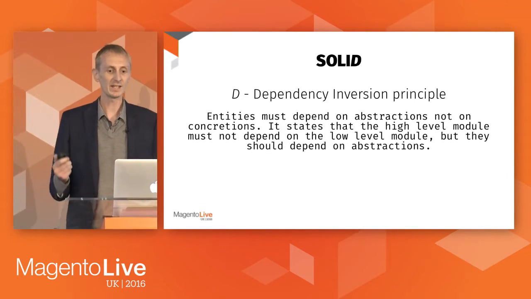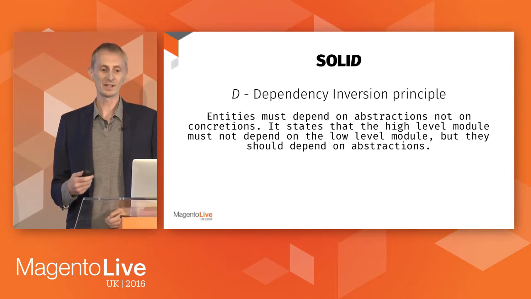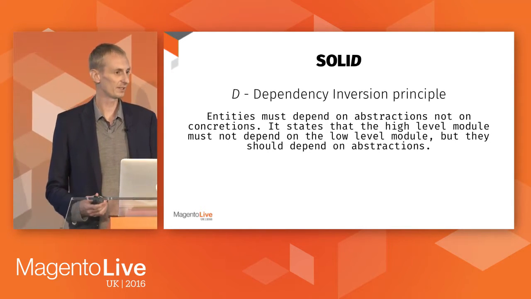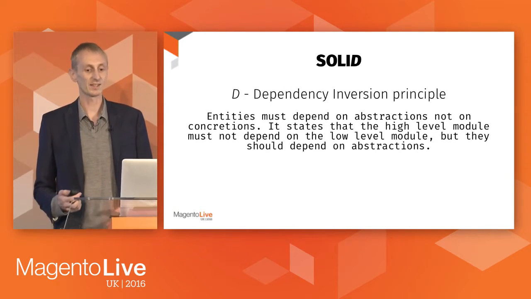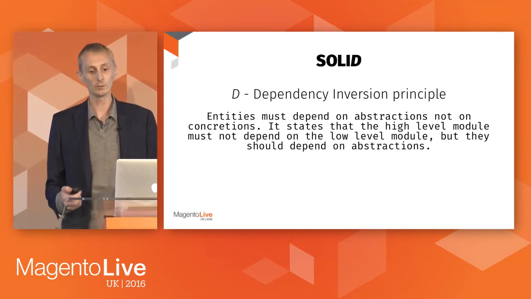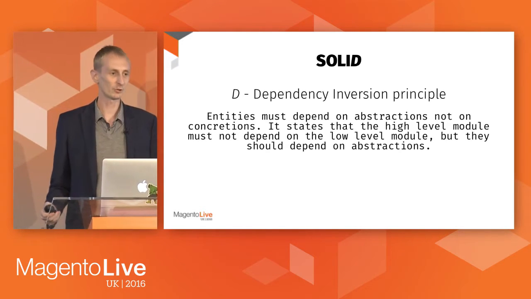And this is the D of SOLID, the dependency inversion principle. It states that entities must depend on abstractions, not on concretes. It states that the high-level module must not depend on the low-level module, but they should depend on abstractions. So our class adheres to that because it's depending on the abstraction, the interface itself. It's not actually depending on my actual Mandrill class. It's saying depend on my interface, my blueprint for how email should work.